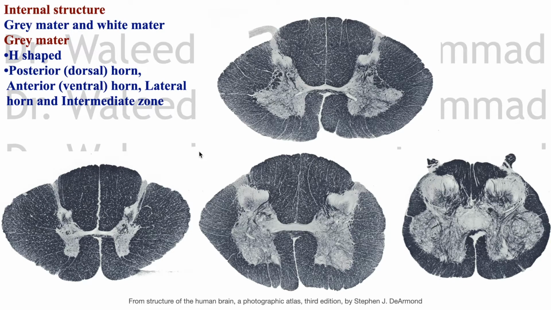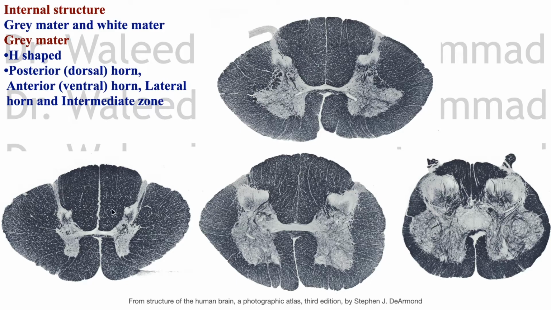Internal structure of the spinal cord: it's the opposite of that of the brain. I mean, the gray matter is in the center and the white matter at the periphery. The white matter forms funiculi: dorsal funiculus, ventral funiculus, and lateral funiculus. The gray matter, as you can see here, resembles the letter H. It has a dorsal horn and a ventral horn, and it differs in size and shape according to the level.